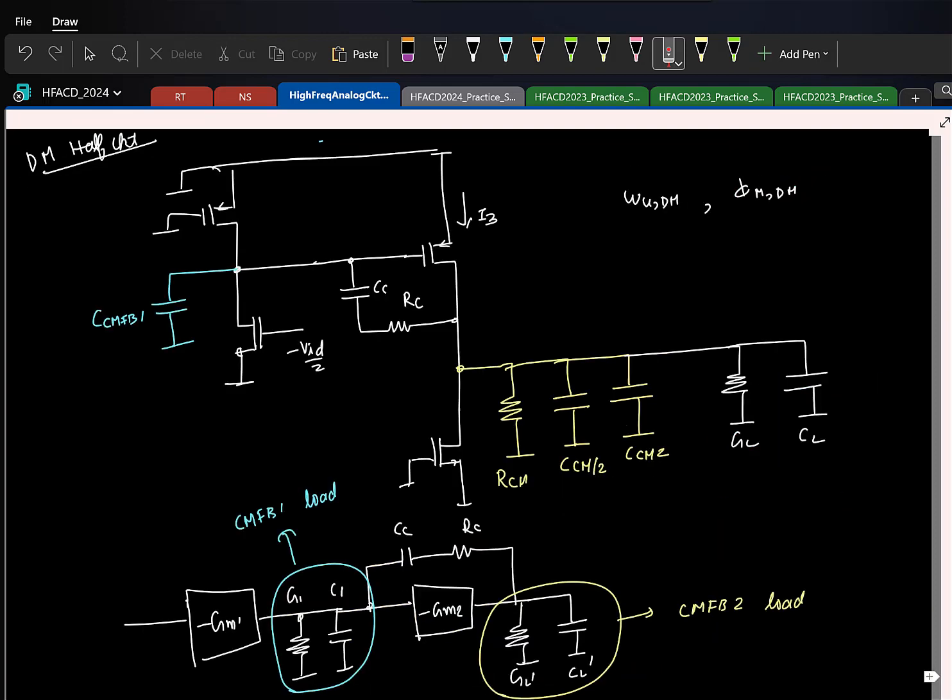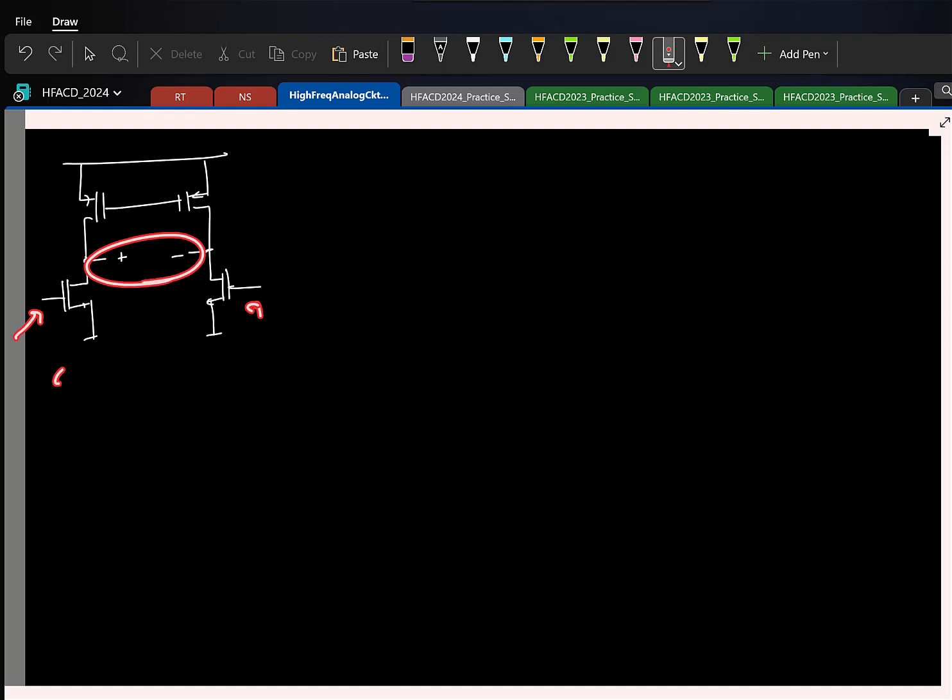So to understand that, I'll want to bring your attention to this circuit. Let's consider this differential amplifier. Right. So this is also a differential amplifier taking in two inputs and giving a differential output. But what is lacking here? The common mode rejection is not there, right?